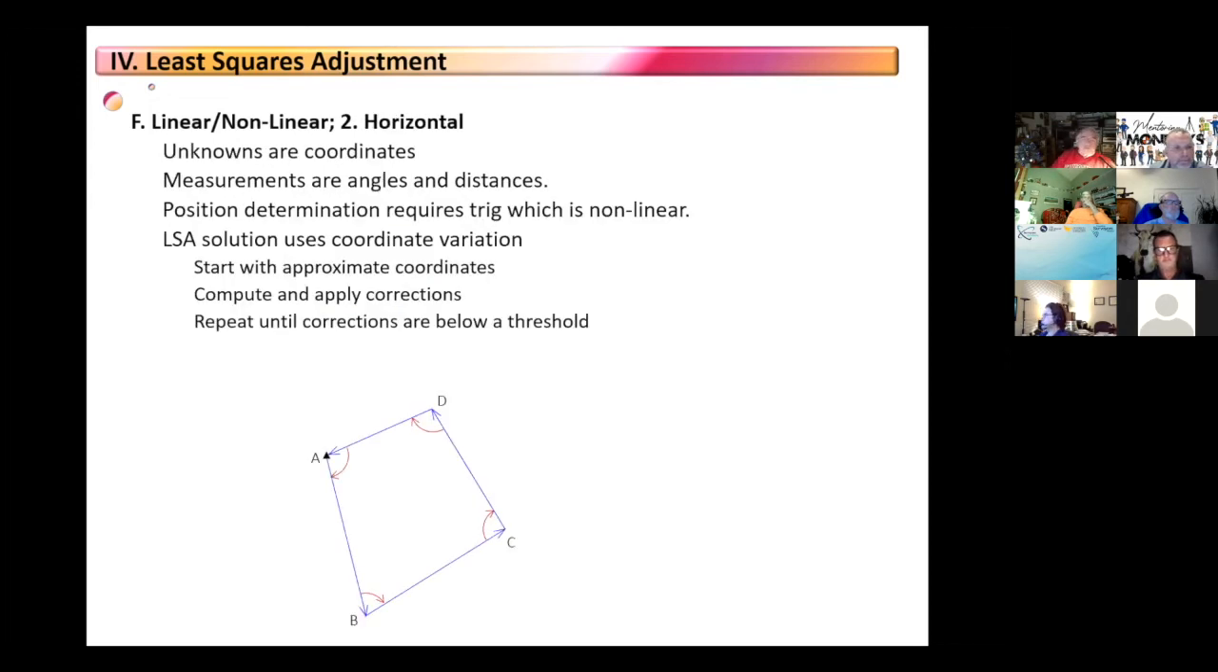Now, horizontal is a nonlinear situation because we have 2 unknowns at each point. When we determined elevations of those points, all we did is add and subtract. But if you're going to determine coordinates of point B from point A, you're going to use a direction and a distance, and you're going to take sine and cosine. So you're going to bring trig into this. We don't have a linear relationship between these 2 points here. We have to take that into account.